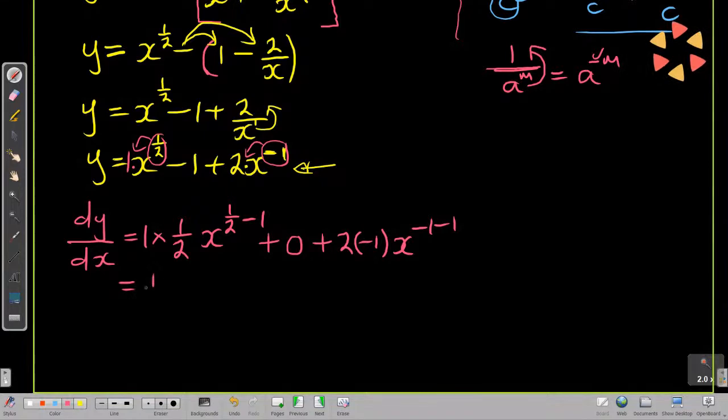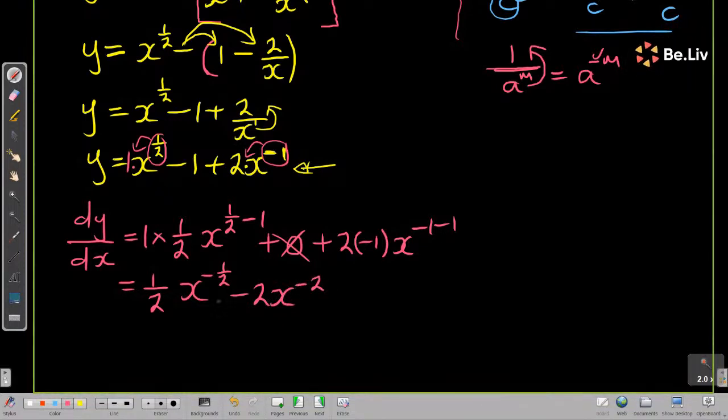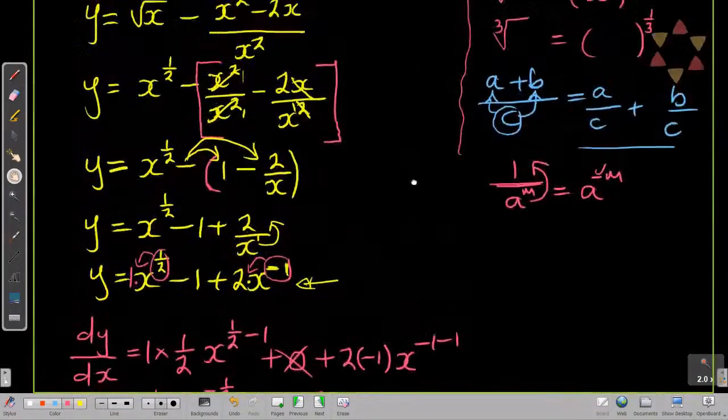1 times half, it's 1 over 2x. Now 1 minus half, it's negative 1 over 2. And then that 0 is gone, so it's 2 times negative 1, it's negative 2. X to the power minus 1 is negative 2. You can use a calculator just not to confuse yourself there. So this was our dy over dx. That's the generic one. But now look at this.